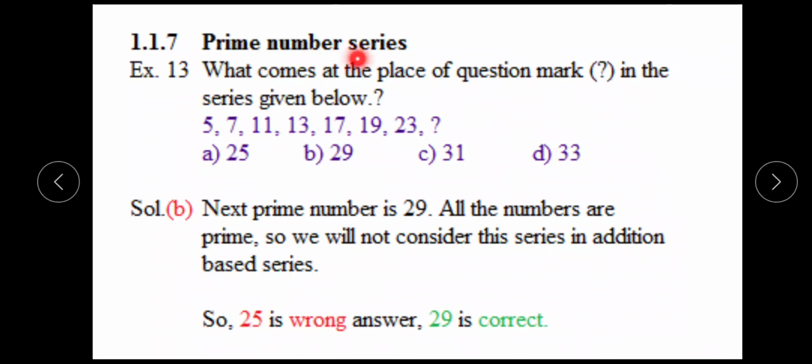The next type is a prime number series. Okay, let's see the question. 5, 7, 11, 13, 17, 19, 23. What will be the next number? If we see this question by the gap between the terms, between the first and second term there is a gap of 2.